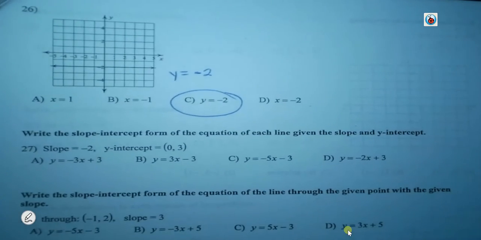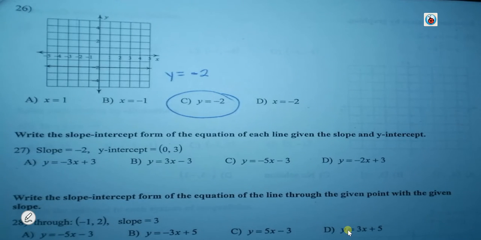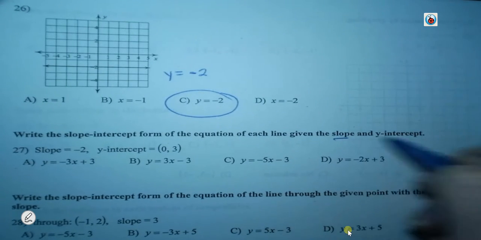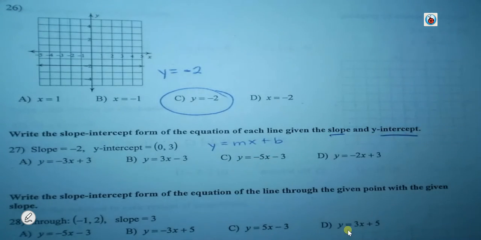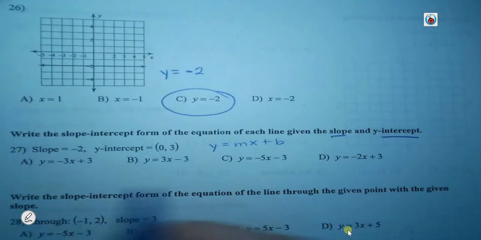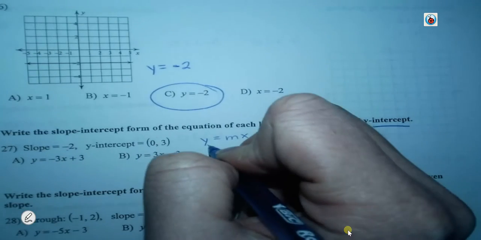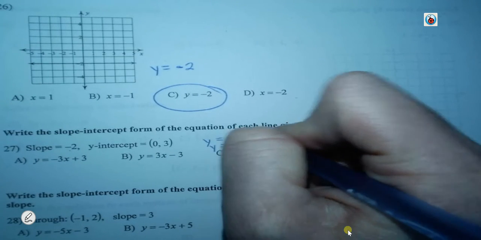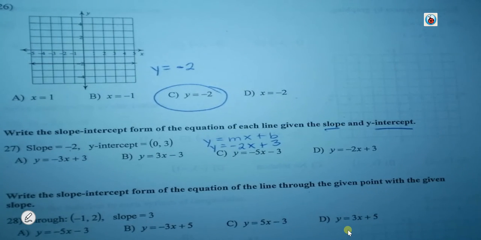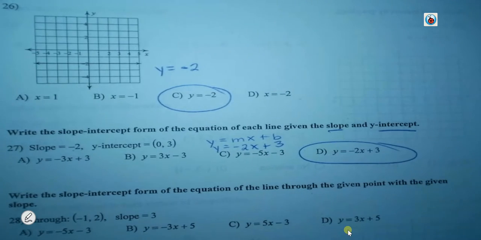Next, write the slope-intercept form for the equation of each line given the slope and y-intercept. Well, if I'm given those two things, I can write it directly into y equals mx plus b slope-intercept form. My slope is -2, and my y-intercept is 0,3, so I put +3. And then just match that up, and it's right there, D.